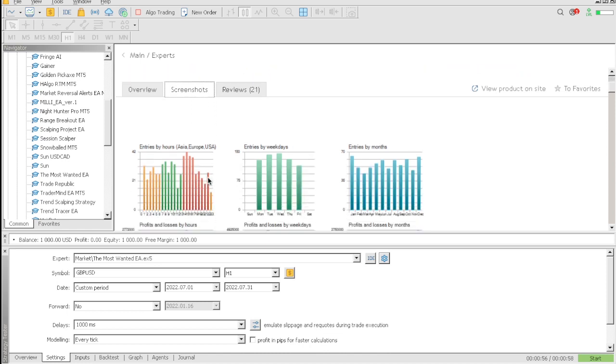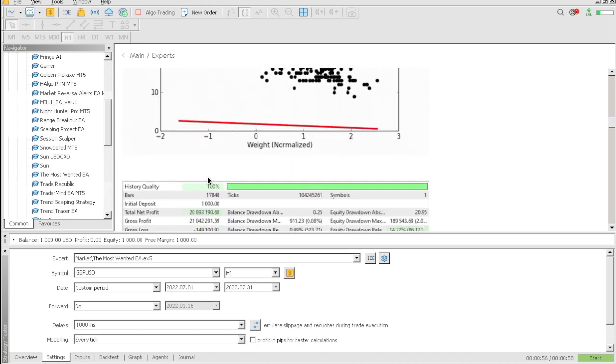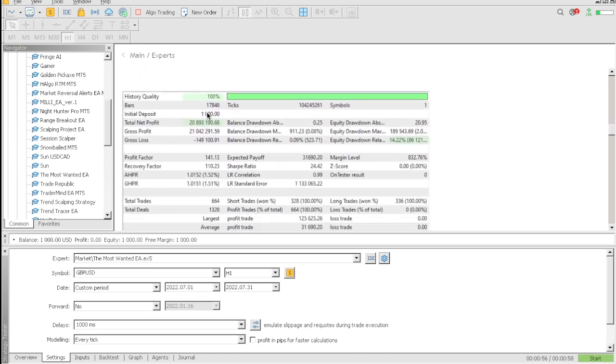But guys, as you can see, these are the screenshots. You can go check it out for yourself. They had an initial deposit of $1,000 and they were able to make $20,000. That's kind of realistic, but then $20,893,190. Ain't that crazy? That is so much money. With only a $1,000 deposit, this EA was able to make 20,893. Bro, that's definitely a lot.